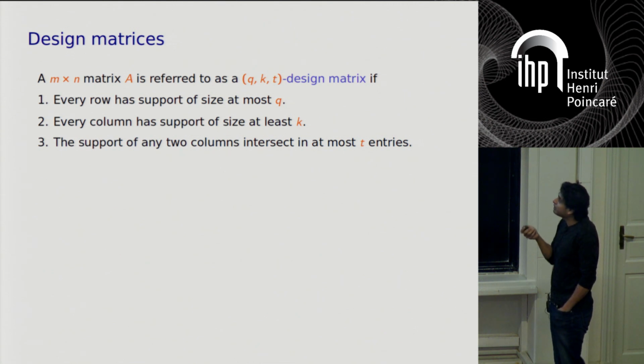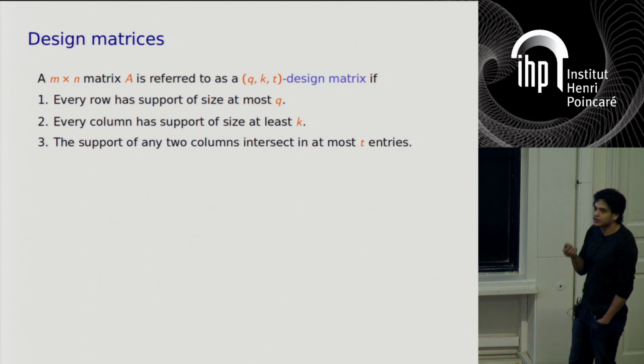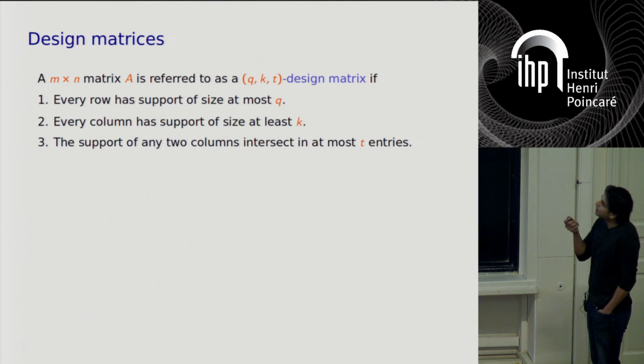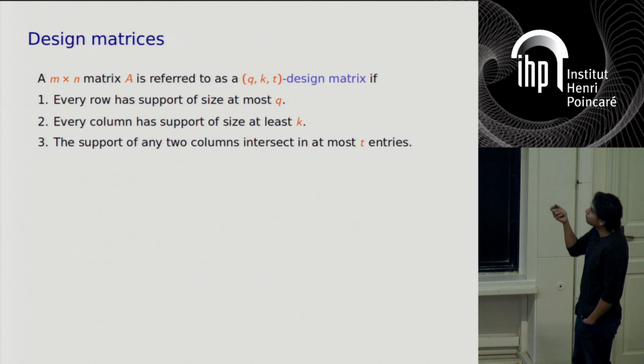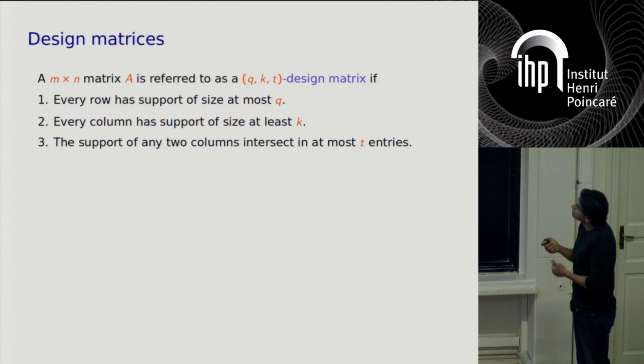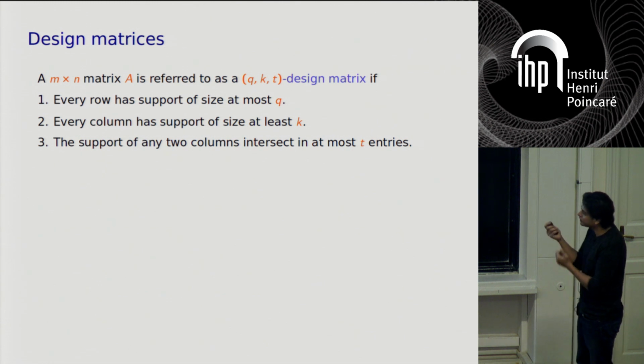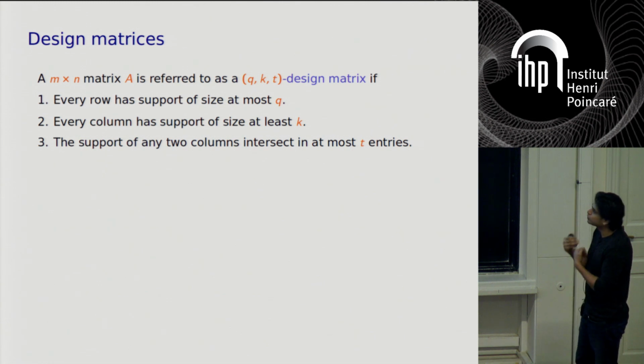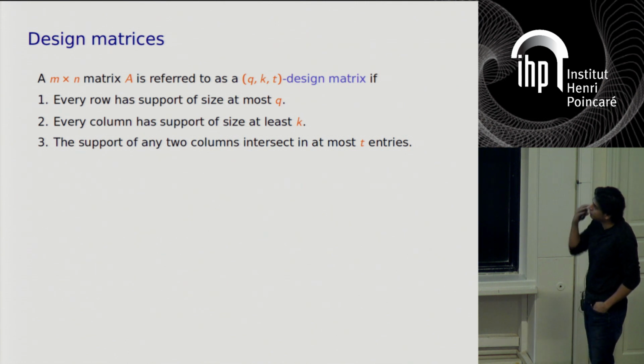Okay, so what's a design matrix? I have an M times N matrix. There are 3 parameters; I call it a Q, K, T design if every row has support size at most Q, every column has support size at least K, and the support, this is the main point, of any 2 columns intersects in at most T entries. Usually T is going to be small. So what this is saying is the supports should intersect in few entries, and then we should be able to say something about the rank of the matrix.